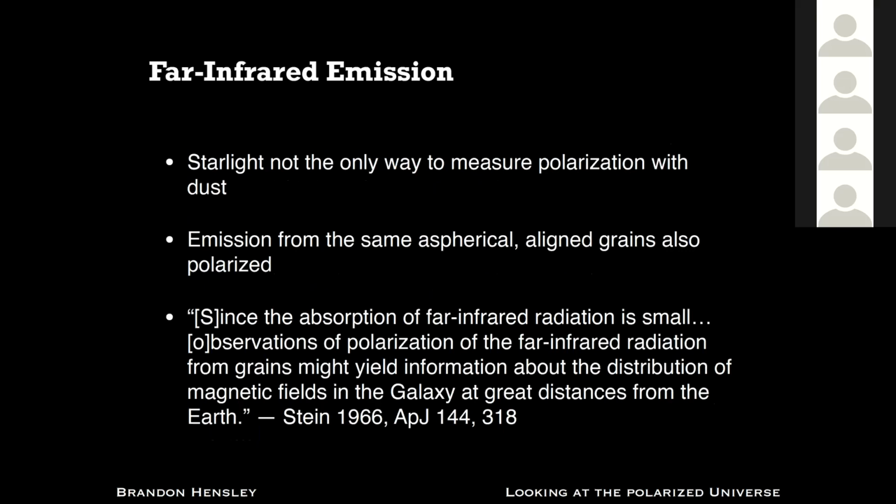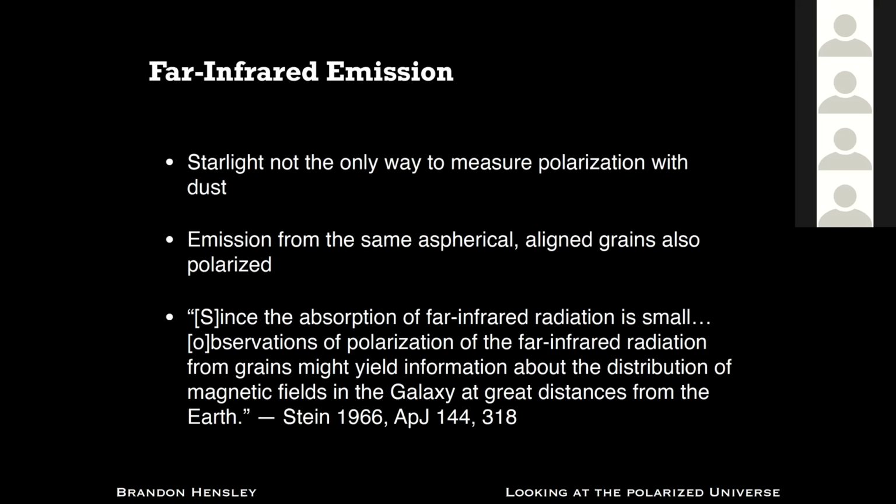Okay, so I've talked so far about starlight polarization as a powerful probe of magnetic field orientation, but it's not the only tool that we have in our toolkit. It's not the only way to do this, because those same grains that are aspherical and aligned that are absorbing starlight polarization re-radiate that energy in the far infrared. And that radiation is also going to be polarized, but this time perpendicular to the magnetic field lines, because that's associated with the long axis of the grains.